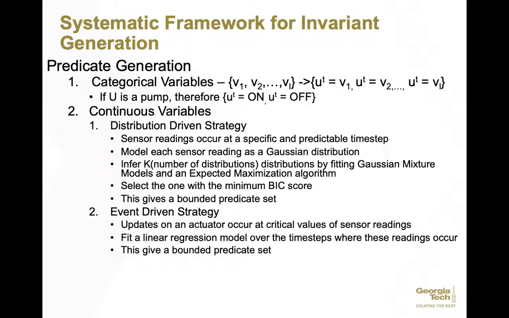It can infer a K from all of the Gaussian distributions that are computed from the data logs, and then fits that to a Gaussian mixture model with K distributions, fitting that with an expectation maximization algorithm, and then comparing the fitted Gaussian mixture models and selecting the minimum BIC score out of those distributions.